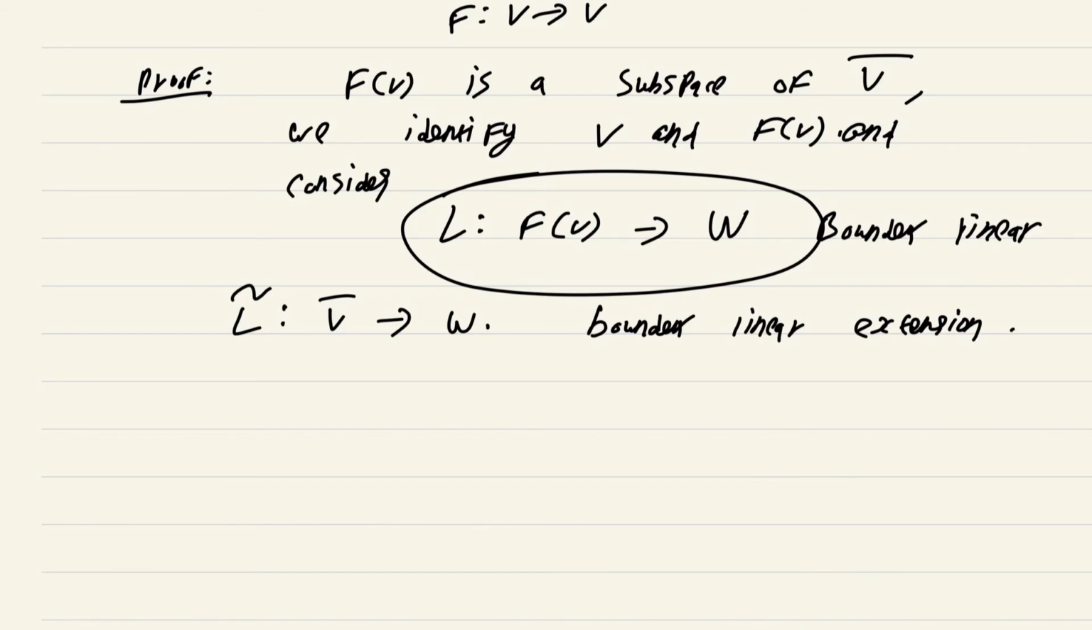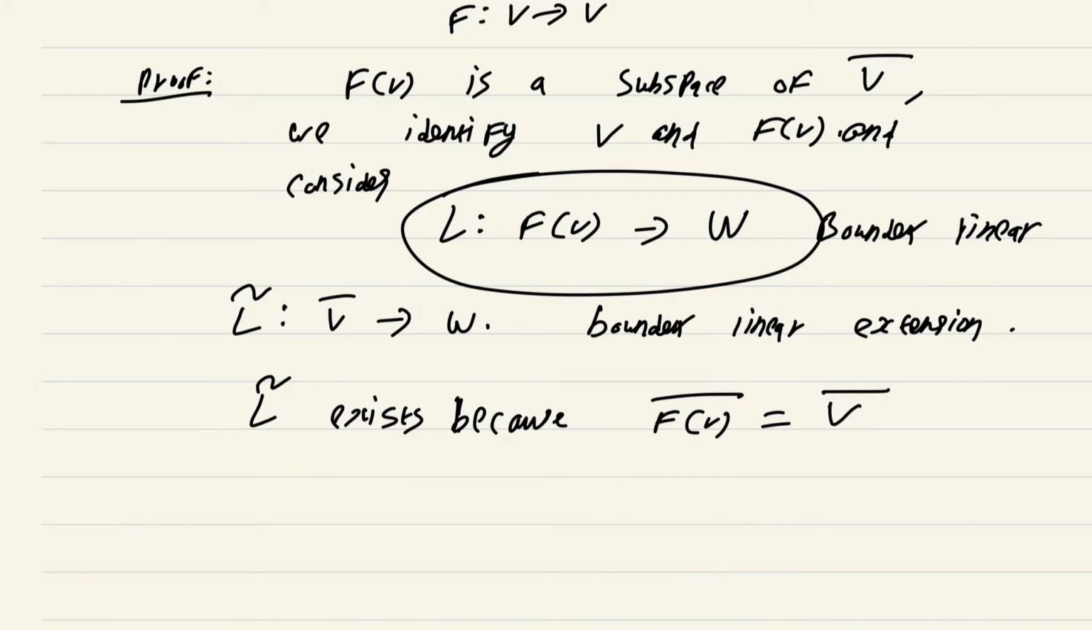Now how are we going to show this? Well, this L tilde exists because of the previous exercise. You already know that the closure of f of V is going to be V bar. That's one. And L is uniformly continuous. All bounded linear maps are uniformly continuous. That we established previously when we studied the continuity of linear mappings between normed vector spaces.